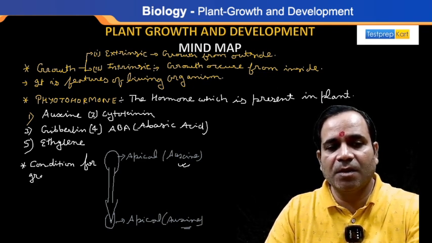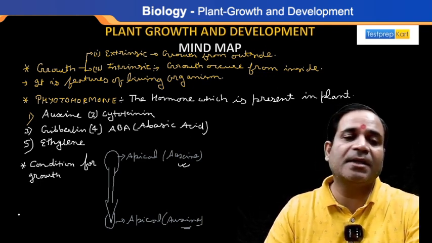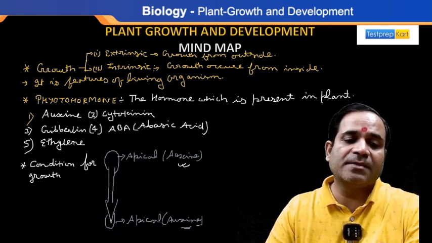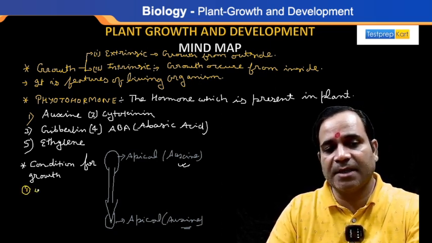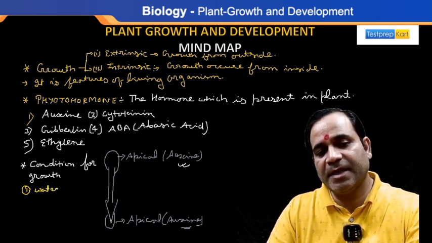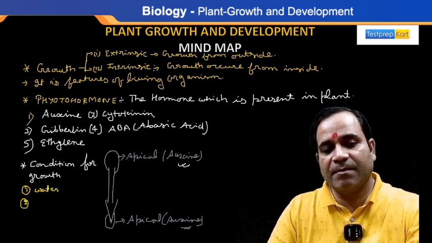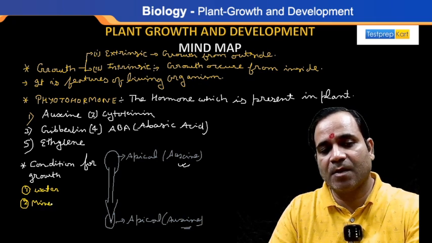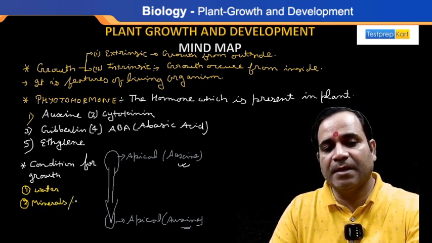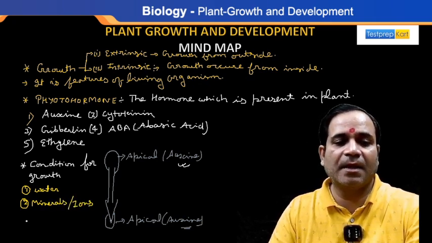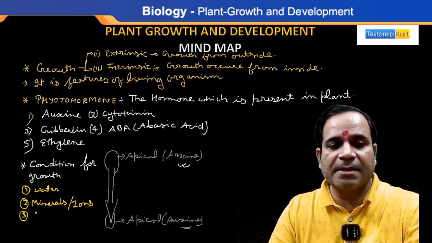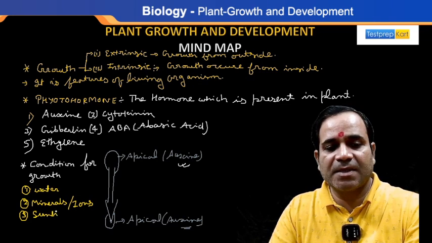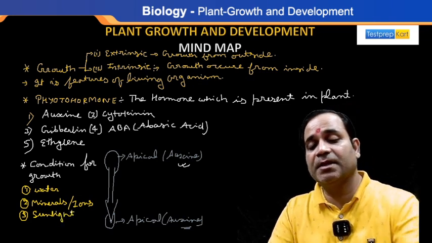Condition for growth, my dear. You know that the condition for the growth here is what? Number one, that is water. Second one is what? Minerals, or you say the ions also. Minerals, ions. Clear? Third one is what? Third one is sunlight also. Sunlight is also responsible for the growth in the plants.